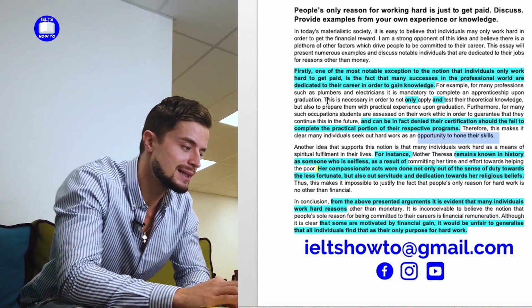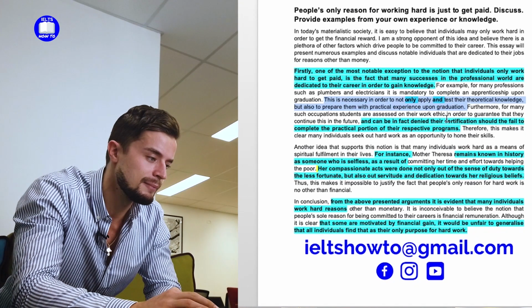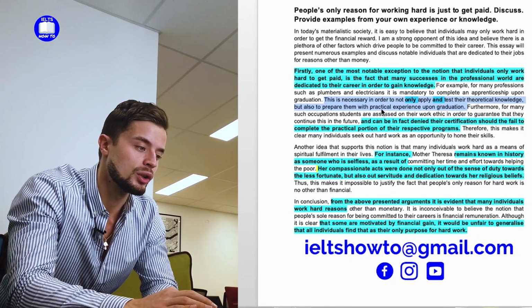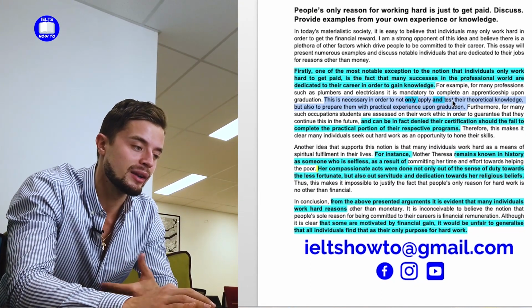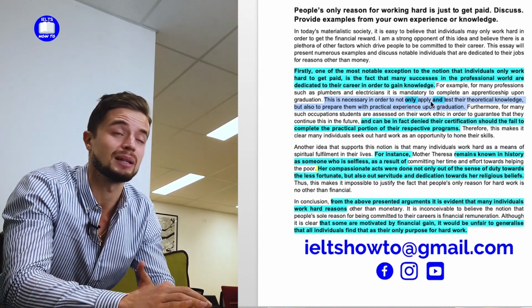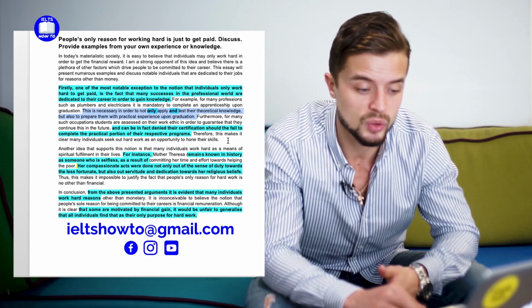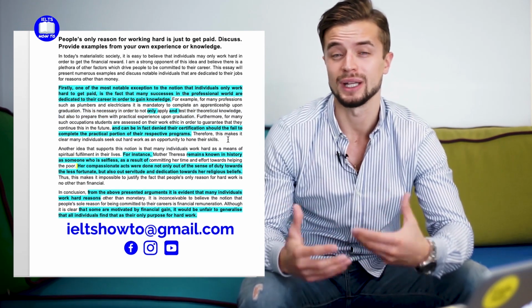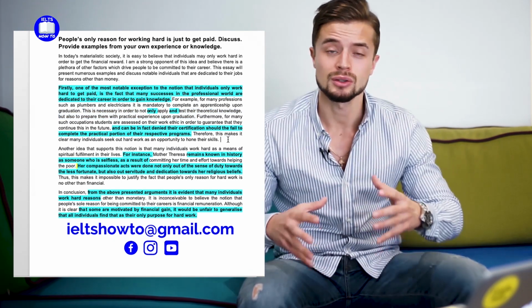So for example, this sentence over here, okay? This is necessary in order to not only apply and test their theoretical knowledge, but also to prepare them with practical experience upon graduation. So what I'm doing in this situation is I'm writing a complex sentence just to show off some of my grammatical knowledge.